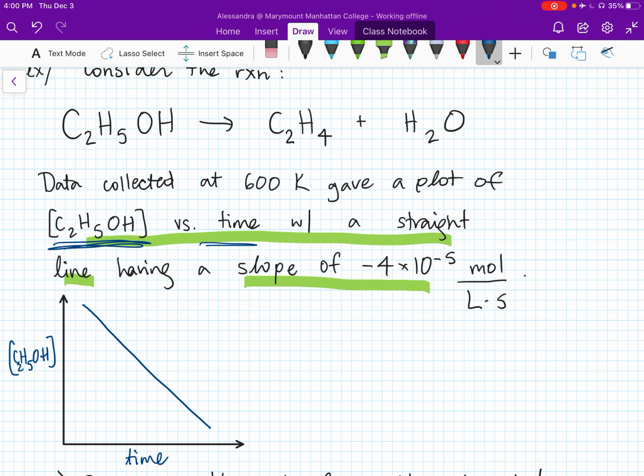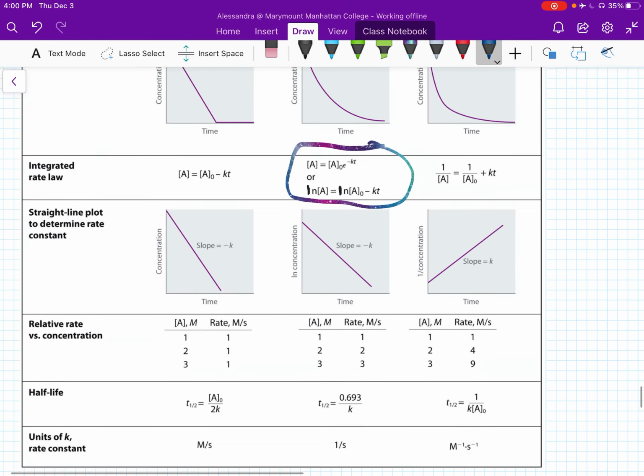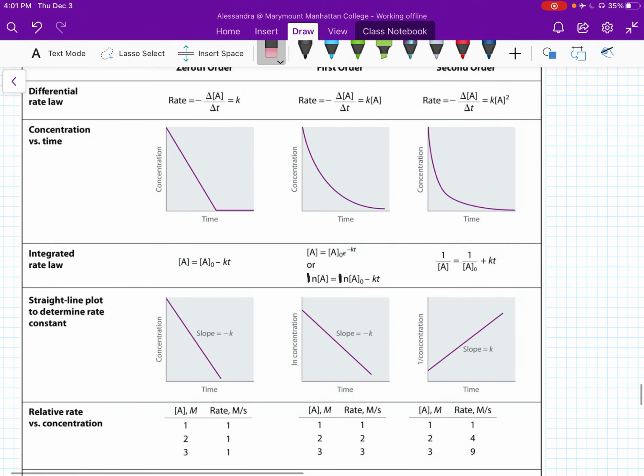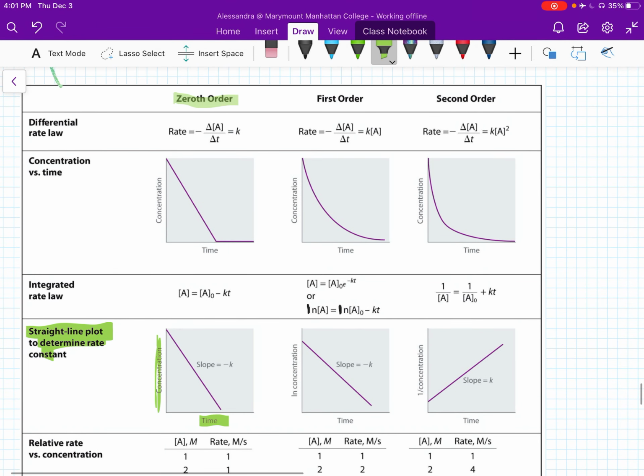So they are indirectly telling me what order this reaction is. Let's go all the way back up to my cheat sheet with the rate laws. I am looking for a situation where my straight line plot has just plain old concentration on the y-axis versus time, giving a straight line with a negative slope. So the only situation where I have that is when I have a 0th order reaction.